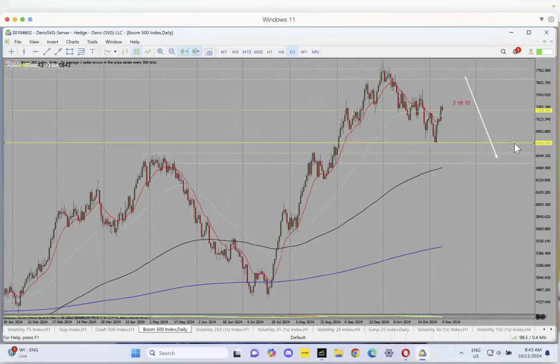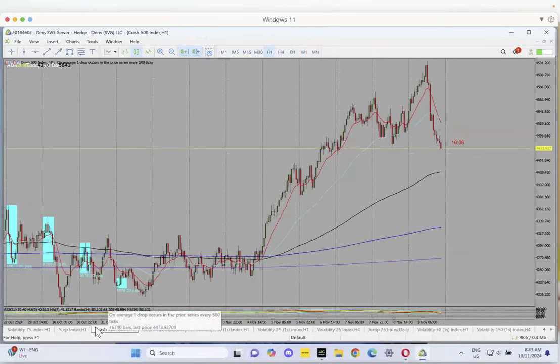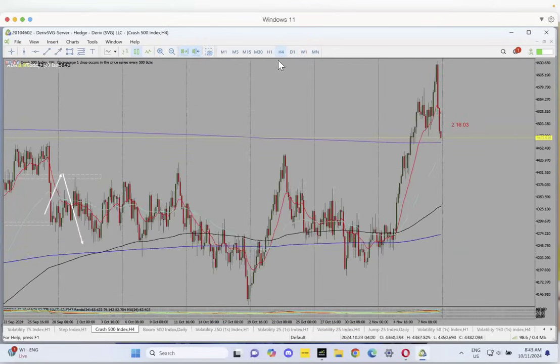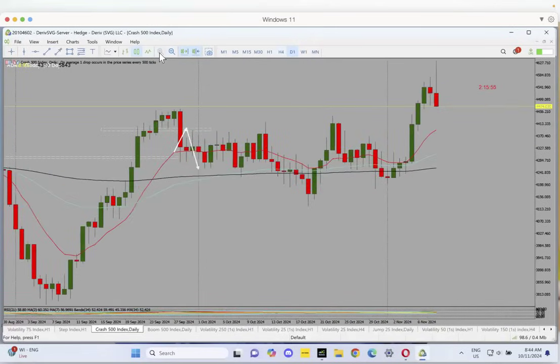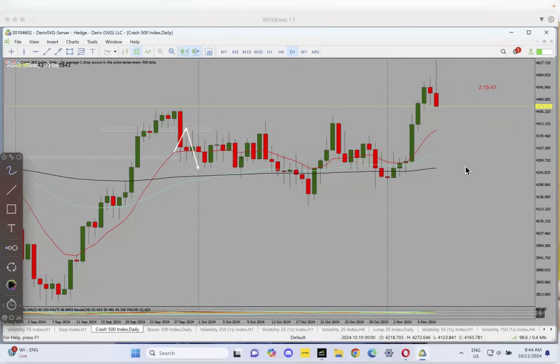Here I was just dealing with market structure and where I was expecting the market to go before it goes up. So I do some of these back testings. They are very good. Now look at this one that is happening now. This is on a daily time frame, Crash 500. Not the best example, but it shows it.